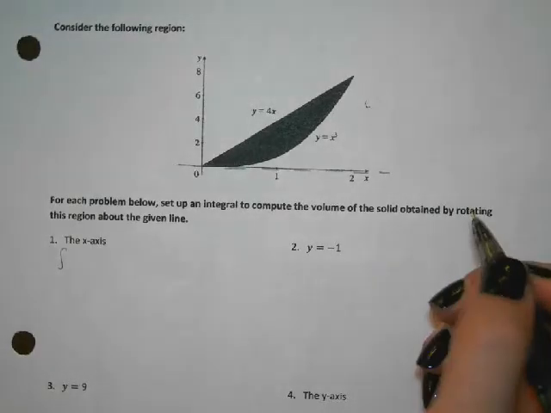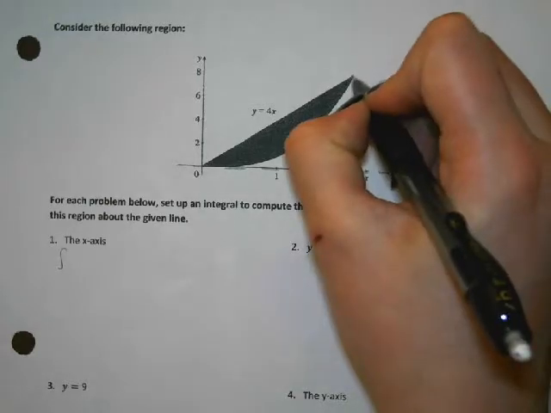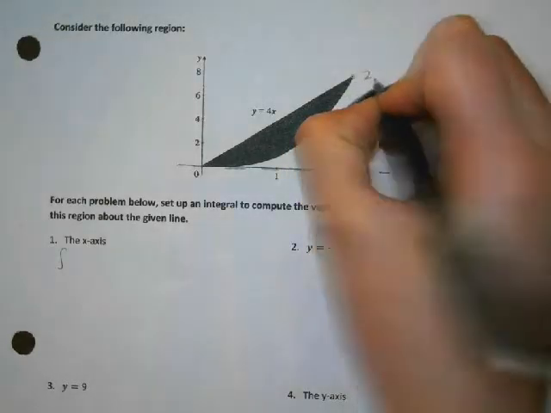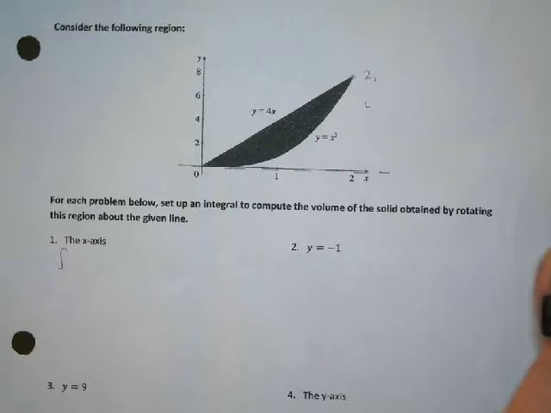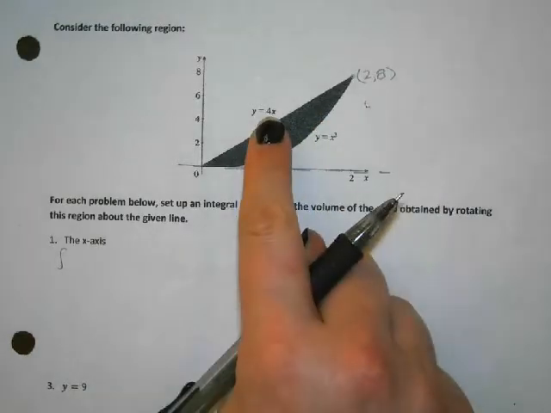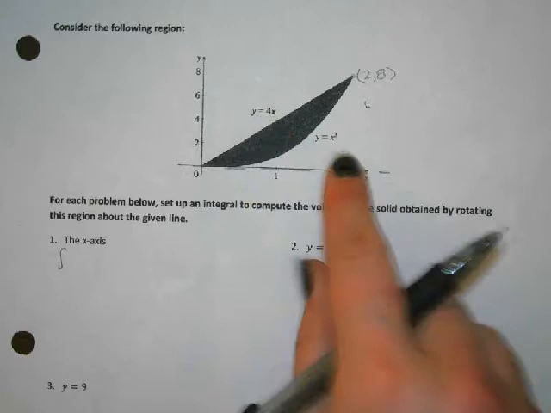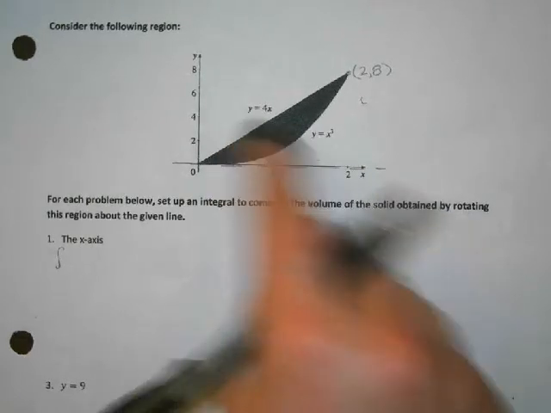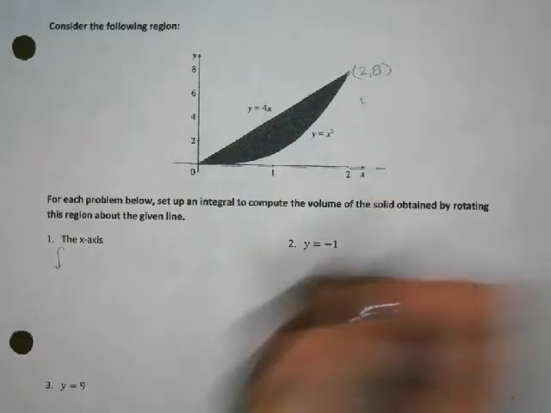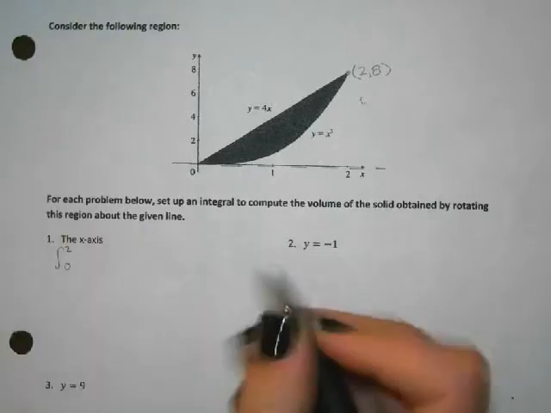Can anyone tell what our interval should be? 0 to 2. Okay, so this is the point (2, 8). And you can find that by counting, or you can just find that by knowing that if you plug 2 in, you get 8 as a result. And you can plug it into either of those, you still get the same result. Okay, so that's the point (2, 8). So when we're revolving it around the x-axis, our interval is 0 to 2.